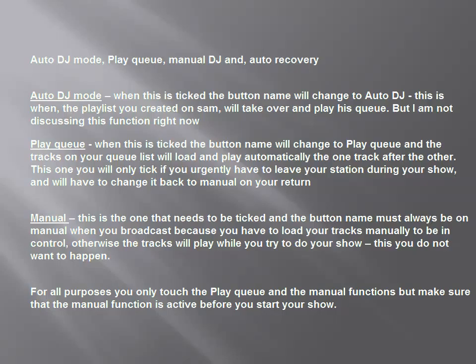Manual. This is the one that needs to be ticked, and the button name must always be on Manual when you broadcast, because you have to load your tracks manually to be in control. Otherwise the tracks will play while you try to do your show. This you do not want to happen. For all purposes you only touch the Play Queue and the Manual function buttons, but make sure that the Manual function is active before you start your show.